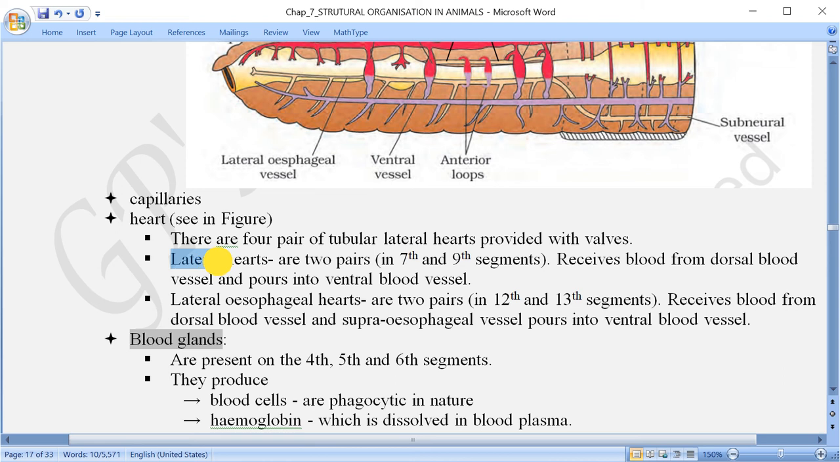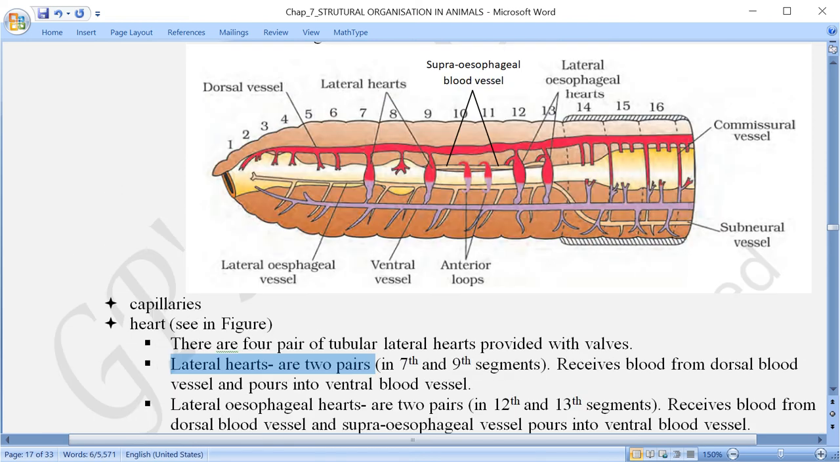So here lateral heart के बारे में 2 pair मैंने बात किया. In the figure also you can keep on seeing here. 7th and 9th segment में इनका काम क्या है, they receive the blood from dorsal blood vessel and pour it into the ventral blood vessel. ऊपर यहाँ पर क्या चीज़ है, ऊपर का dorsal blood vessel है, वहाँ से blood collect किया और नीचे जो है ventral blood vessel में पोर कर दिया, यानी कि पहुँचा दिया. And then over here lateral esophageal hearts are there which are located again in 12th and 13th segment.